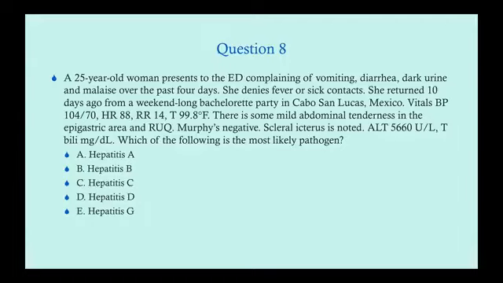ALT 5,660 units per liter. Total bilirubin. I didn't put a number here. Okay, let's just say the total bilirubin is high. Which of the following is the most likely pathogen? A. Hepatitis A, B. Hepatitis B, C. Hepatitis C, D. Hepatitis D, or E. Hepatitis G.